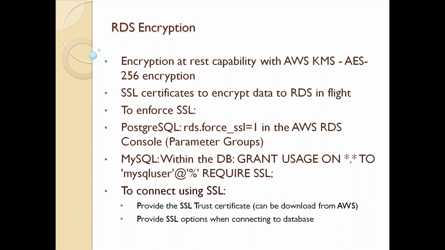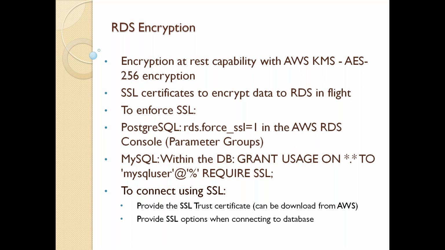Okay. Next, since we're talking about data, we need to talk about encryption. Encryption at rest capability is with AWS KMS, AES 256 encryption, just like our S3 bucket. What we saw, we can go to the KMS service, create a new key, and encrypt your data at rest. And an SSL certificate is used to encrypt data in flight, so you can pass your data through HTTPS.